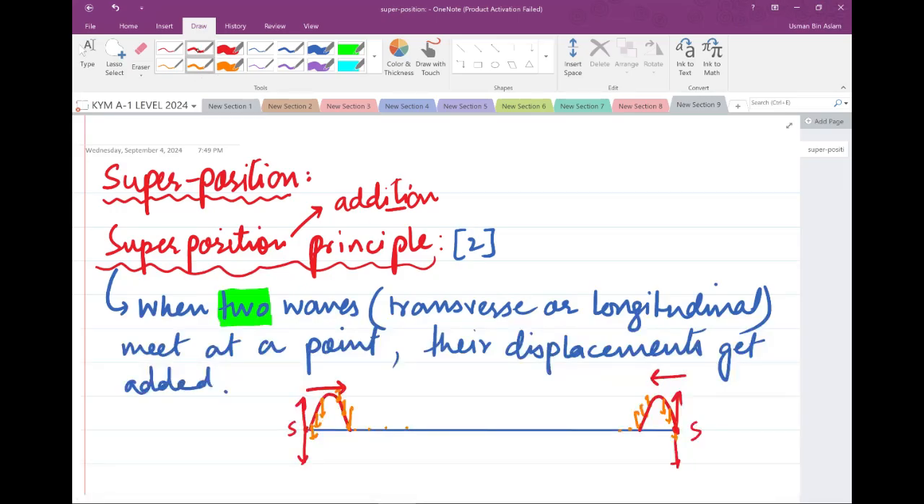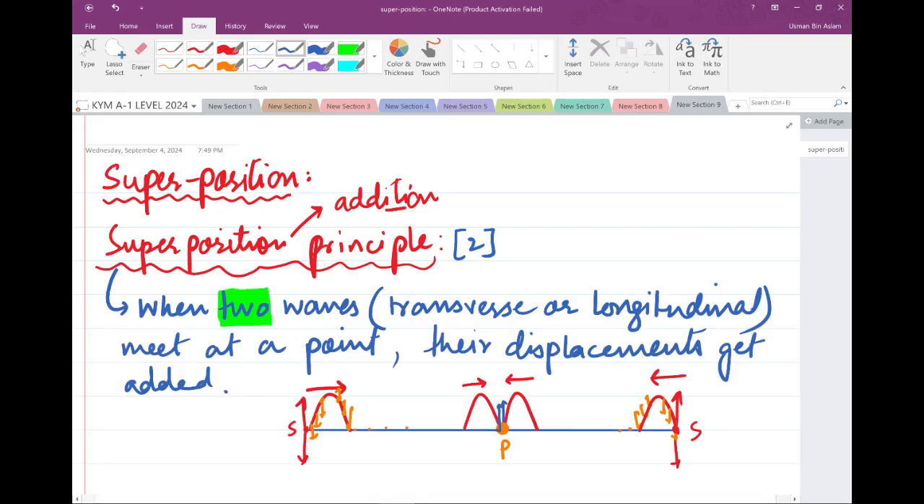Now, eventually, both these crests are going to meet at the center. This one is moving towards the right and this one is moving towards the left. Now look at this point. Let me call this point P. Both the crests are acting to move this particle in the upwards direction. The leftwards crest will push it upwards, as well as the rightwards crest. As a result, two crests are trying to push the point P upwards.